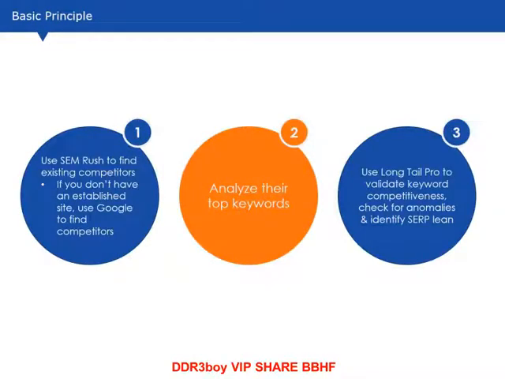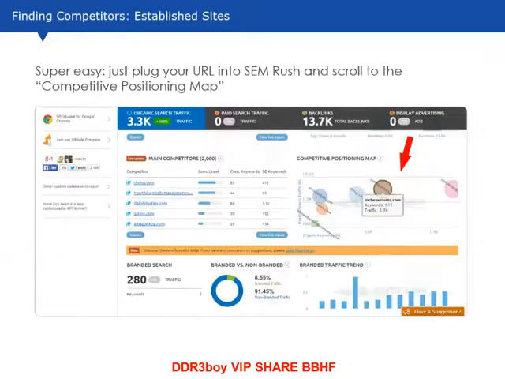So the basic principle is this. You go over to SEMrush to find your existing competitors, and if you don't have an established website, you can use Google to find competitors. I'm going to show you how to do this. Second, you're going to analyze their top keywords. And then finally, you're going to use Longtail Pro to validate the keyword competitiveness and check for any anomalies or identify the SERP lean. And again, I'll explain that as well.